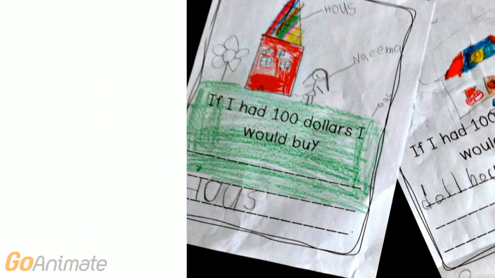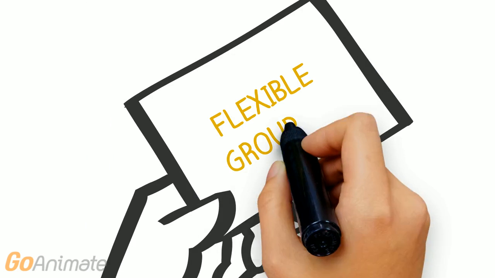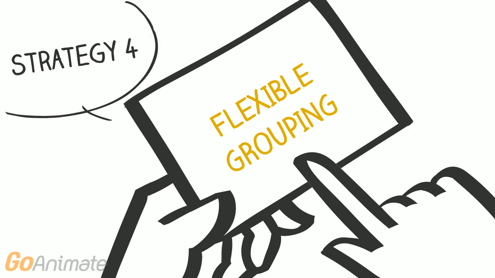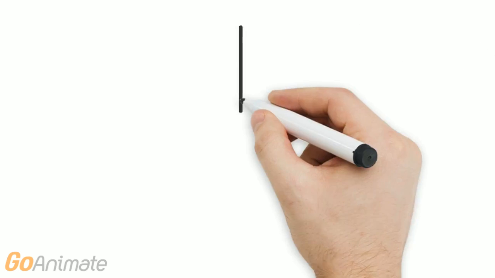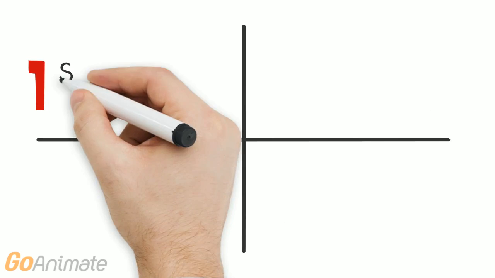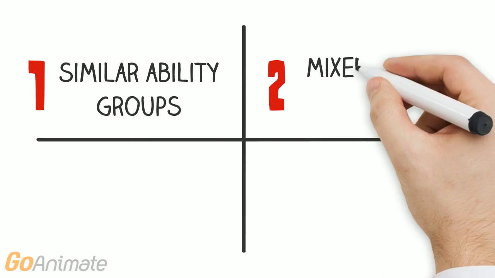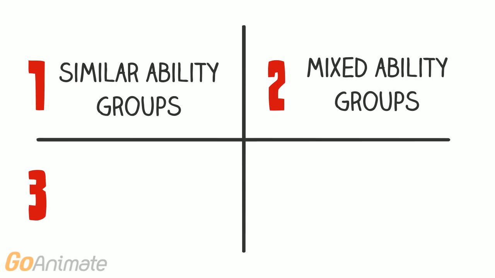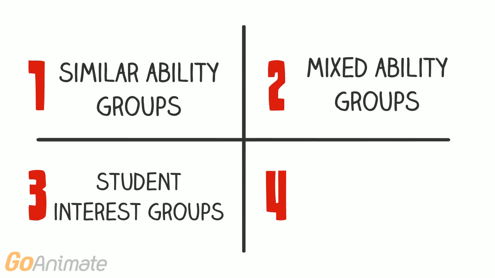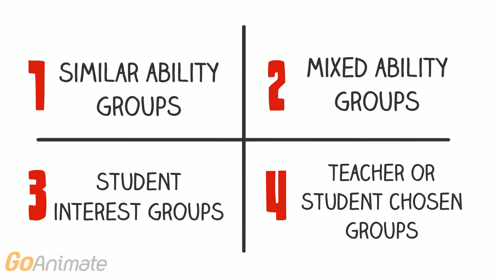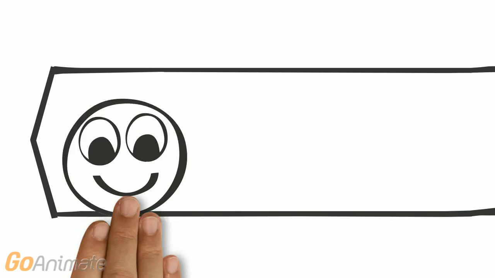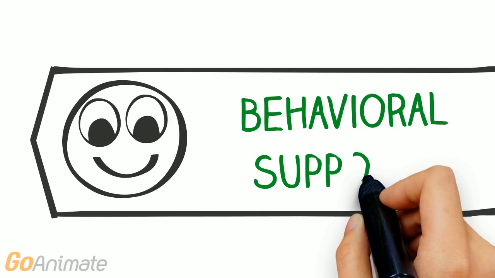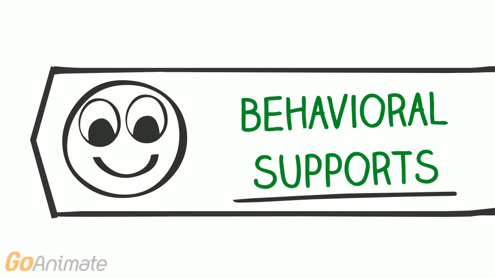Flexible grouping. The teacher in this classroom groups students in a number of ways, based on ability, interest, or preference. In mixed ability groups, for example, lower level students can learn from higher level students, and higher level students can practice what they know. In addition to instructional supports, students also need behavioral supports in order to succeed. Let's look at some of those.